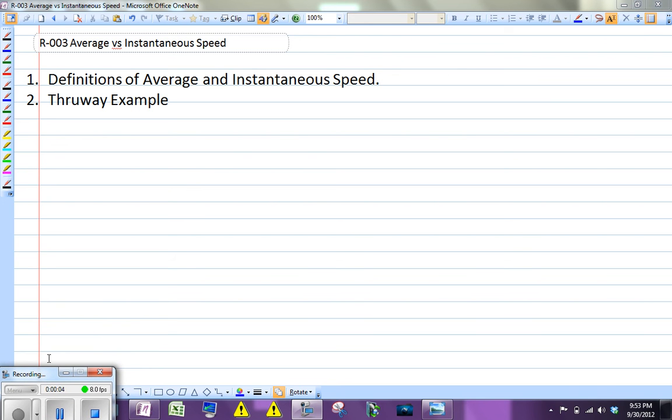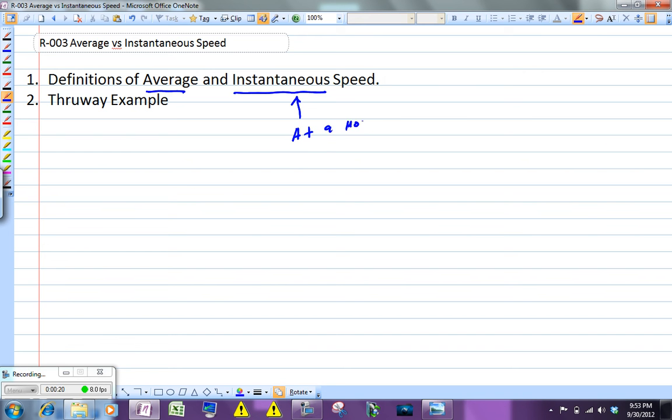Let's talk about the difference between average and instantaneous. In particular, let's talk about average versus instantaneous speed. The difference is when you see the word instantaneous, that means at a particular moment, at a particular instant. So we'll say a particular moment, whereas the average is over some period of time.